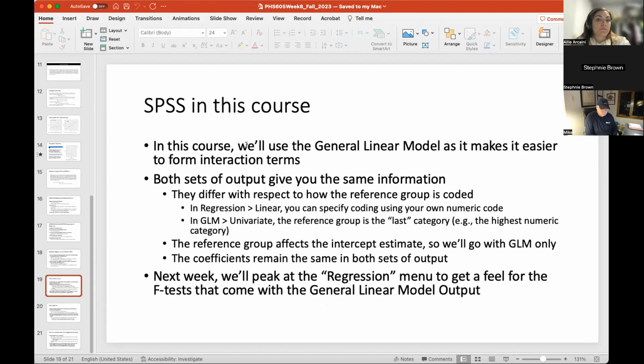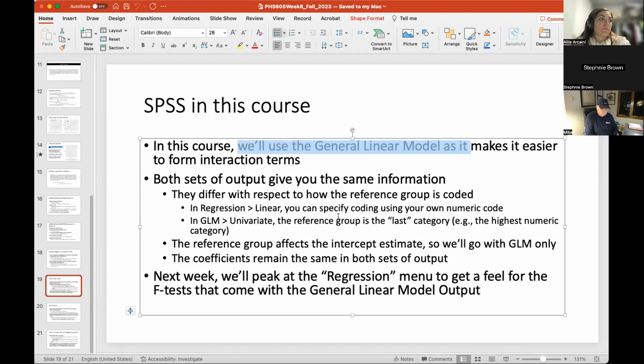In this course, again, we're going to continue to use general linear model. Next week, again, I will show you what happens in regression. If you use the linear regression, there is no rule about reference groups. You actually have to pre-code your data using 0, 1, or whatever else, because it interprets everything as numeric. Whereas in GLM, it's got that reference group as the last category, highest numeric, right?